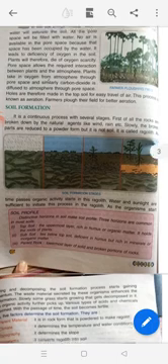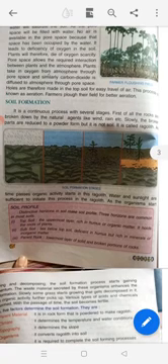Topsoil is the uppermost layer, rich in humus or organic matter. It holds the roots of the plant. Then subsoil lies below topsoil, deficient in humus but rich in minerals and inorganic matter. So topsoil is rich in humus or organic matter, while subsoil is deficient in humus but rich in minerals and inorganic matter. Parent rock is the lowermost layer of soil, the broken portion of rock.